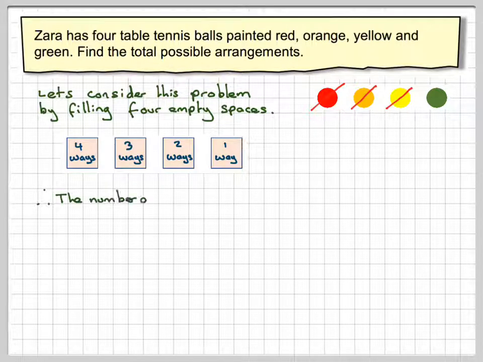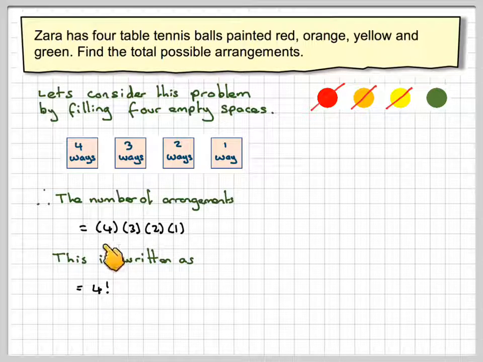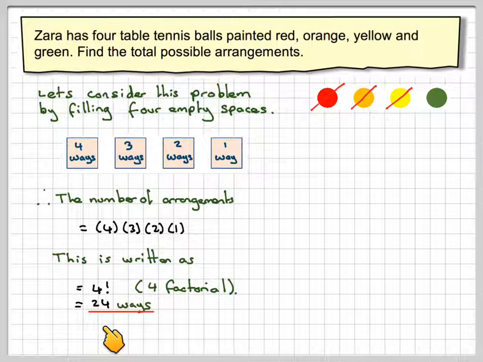So the number of arrangements is going to be 4 times 3 times 2 times 1, which is written as 4 factorial. Now 4 factorial means 4 times 3 times 2 times 1. It's pronounced 4 factorial. There's a button on your calculator for that, and that will give you 24 ways. But 4 factorial means 4 times 3 times 2 times 1. 3 factorial will be 3 times 2 times 1.